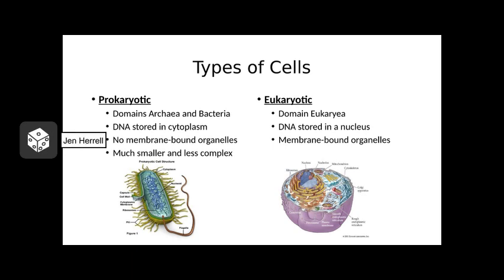Cells can be placed in one of two different categories, prokaryotic and eukaryotic. What makes them different from one another? Well, we'll discuss the subtle differences later, but here are the big ones. As you learned in chapter 1, prokaryotic cells make up the domains archaea and bacteria, whereas eukaryotic cells make up the domain eukarya. In general, prokaryotic cells are much smaller and less complex than eukaryotic cells.